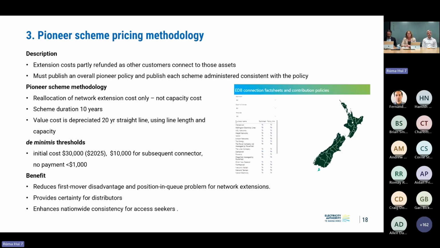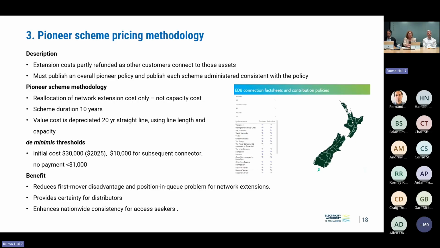The Pioneer Scheme pricing methodology. The Electricity Network Aotearoa publishes a summary of information on their members' connection charge pricing methodologies. This indicates 17 of 29 members currently operate some form of Pioneer Scheme, often referred to as a rebate or reassignment scheme.